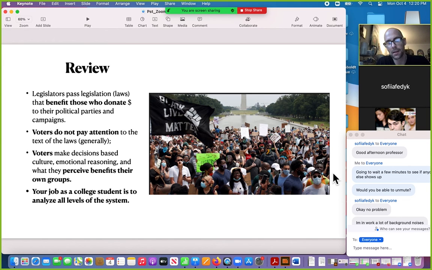So your job as a college student is to try to analyze all these different levels of the system and process. And so you're not just thinking about, am I for or against something? Not just thinking about law as an ideal, but how is it actually implemented throughout the system.